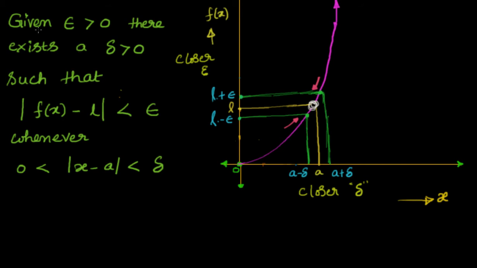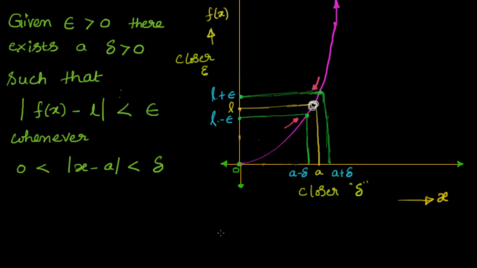The definition goes like this: given epsilon greater than 0, there exists a delta greater than 0 such that mod of f of x minus L is less than epsilon whenever 0 less than mod of x minus a less than delta. For the first time the definition seems a little different, may not be easy to understand, but let us try to understand what exactly is the meaning of 0 less than mod of x minus a less than delta, and what is the meaning of mod of f of x minus L less than epsilon.